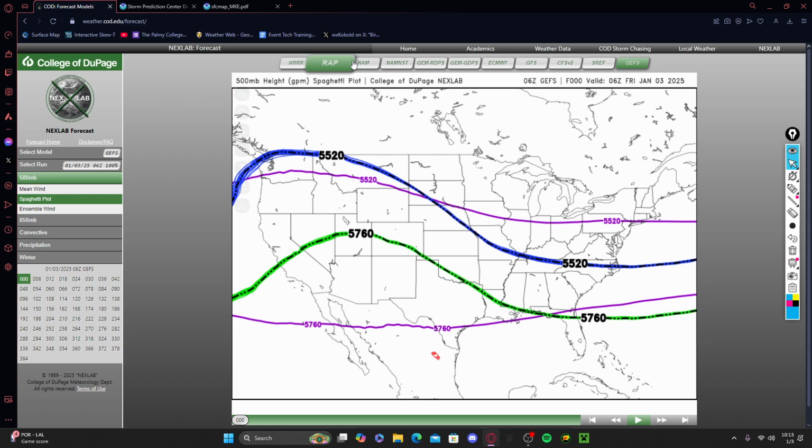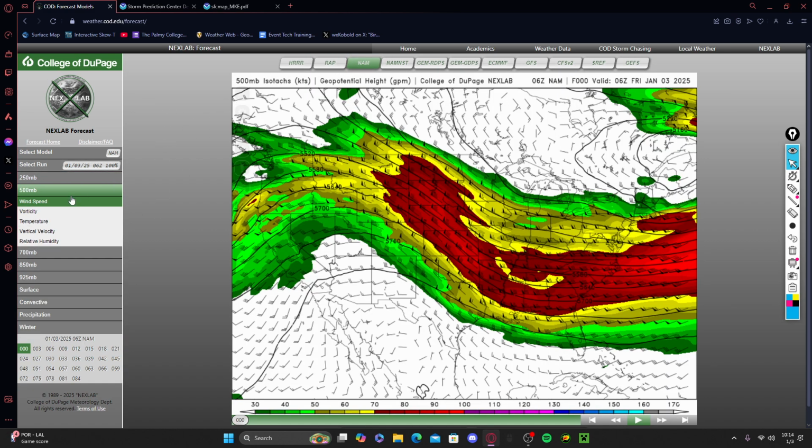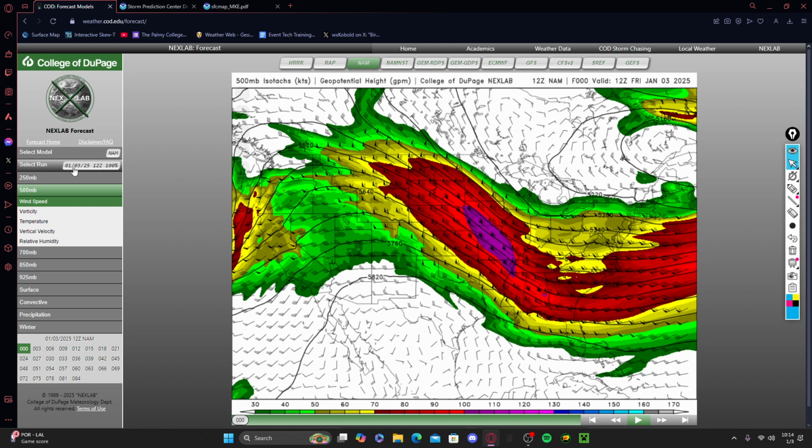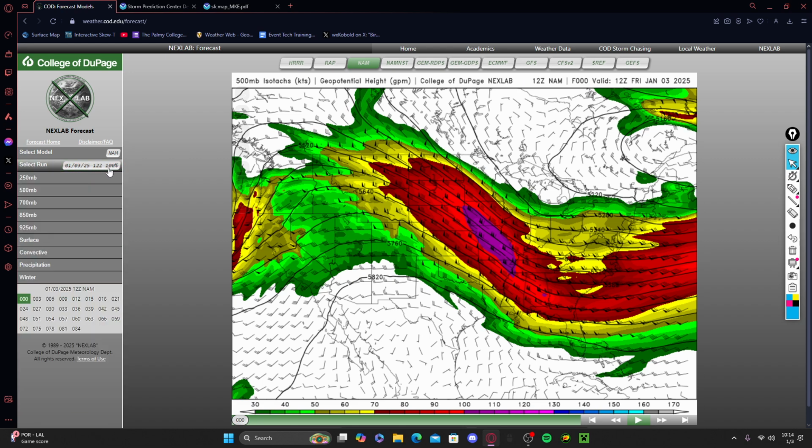And what I'm going to do now is just go to the NAM. We're going to go through all of these ones in the left side panel. You can see this left side panel here as well. I have a lot of different options I'll use sometimes. I can change the time of my model. For example, I was actually outdated there, but I moved to the most recent run.